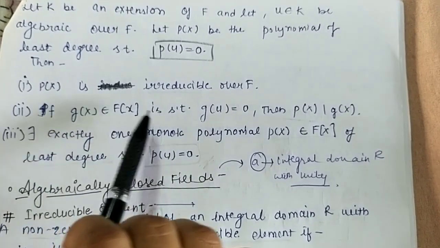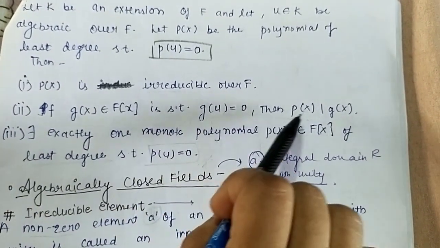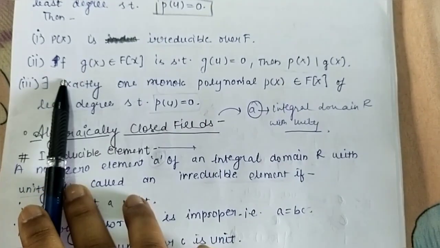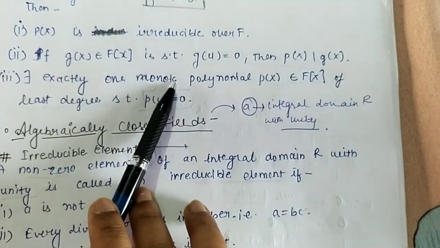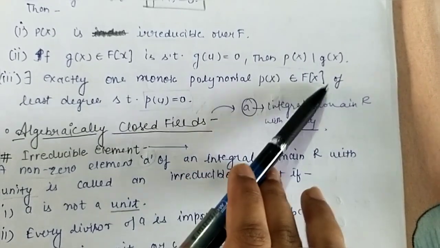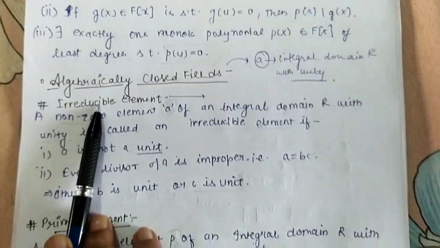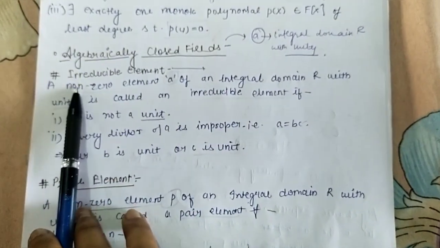If g(x) belongs to F[x] is such that g(u) is equal to 0, then p(x) divides g(x). There exists exactly one monic polynomial p(x) belongs to F[x] of least degree such that p(u) is equal to 0. Algebraically closed fields.